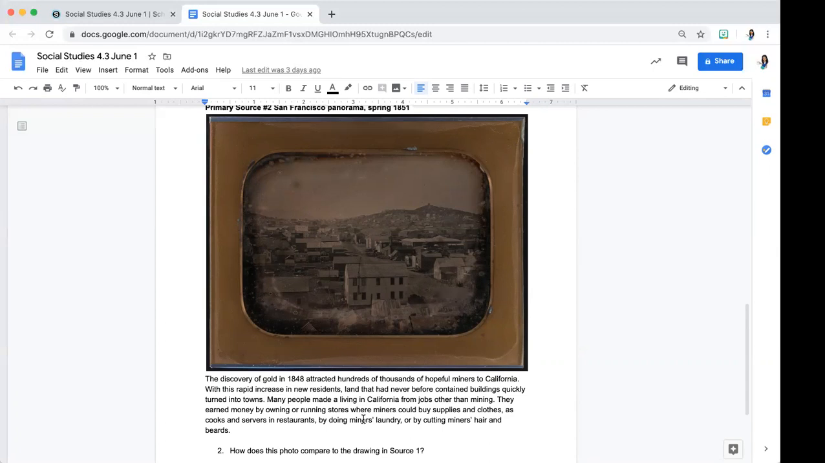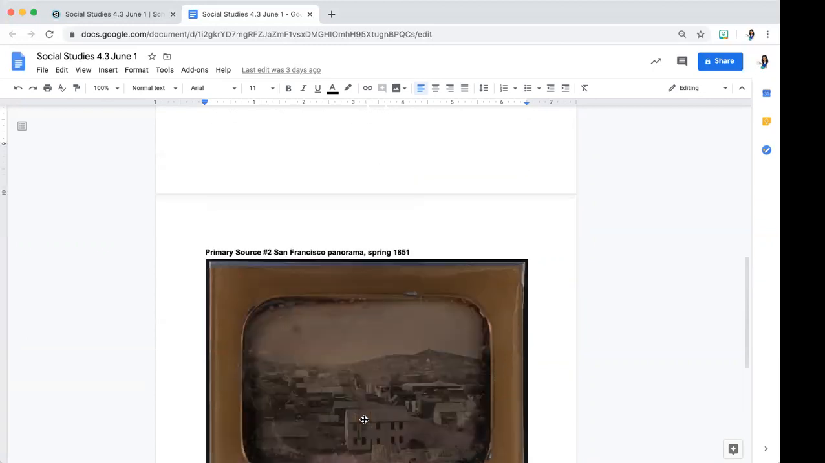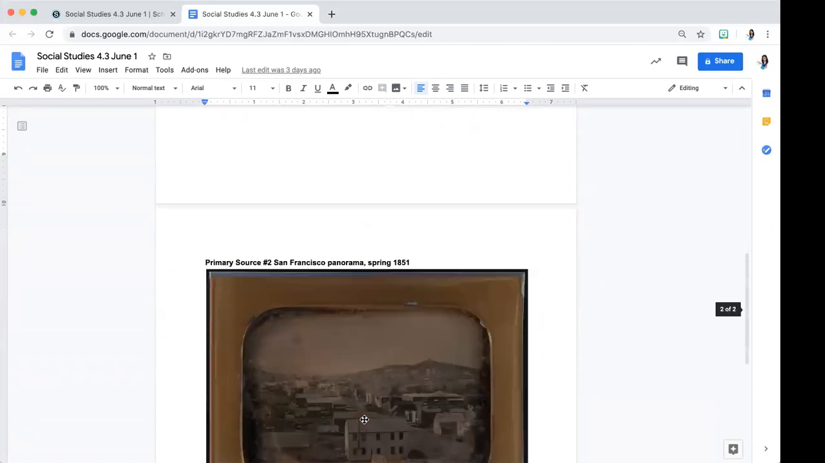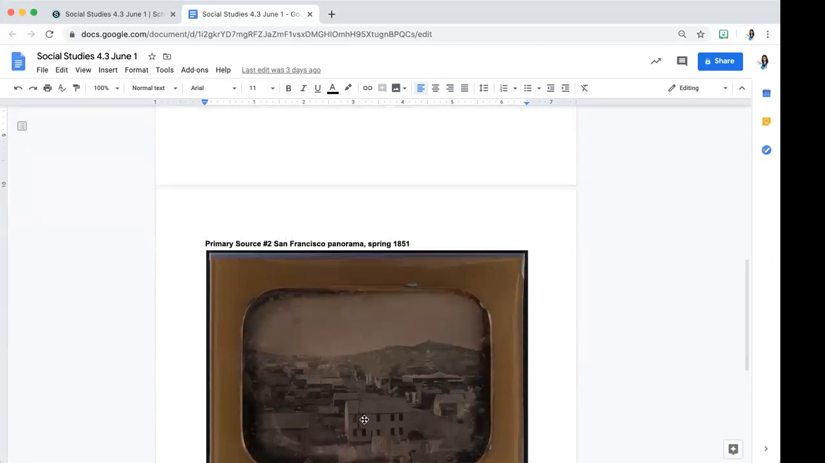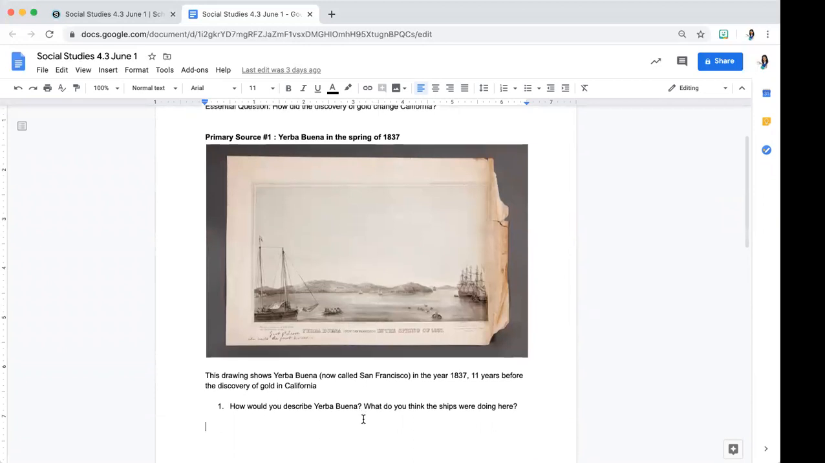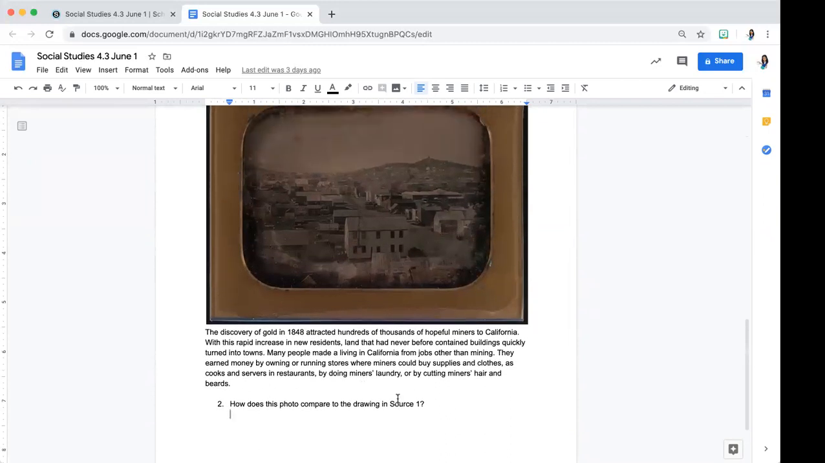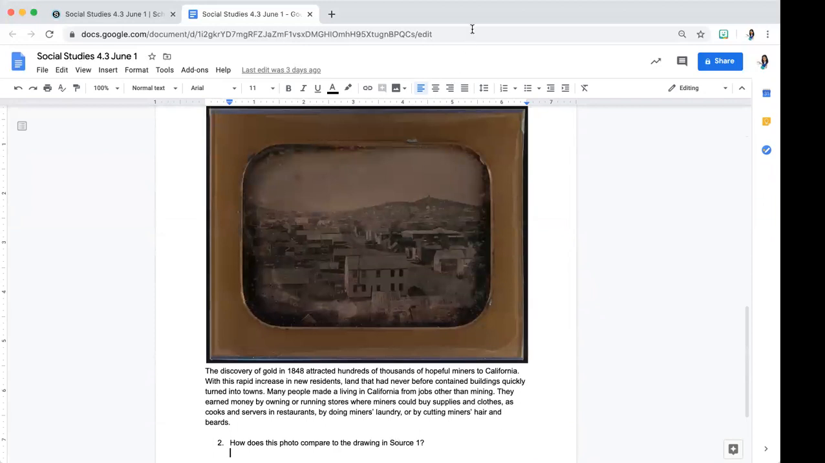So in this picture, the question is asking you, how does this photo compare to the drawing above it? Very, very different. So make sure you use details from both sources to explain how they are different. And tell me why you think they're different. And then just go ahead and submit your document to your teacher, and then you are done for today.